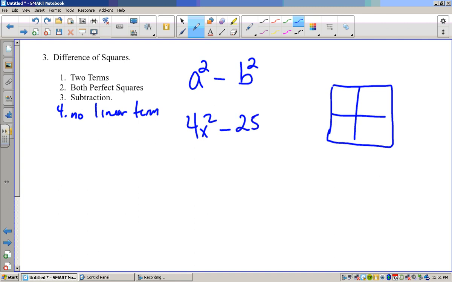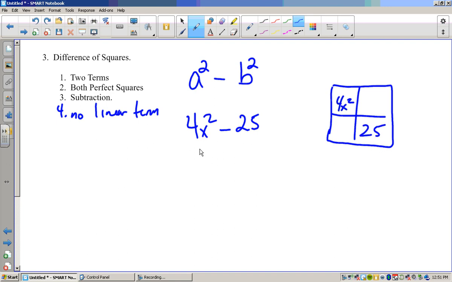Let's say I have 4x squared minus 25. Well, if I look, I have two terms. That's great, check one. Number two, both are perfect squares: 4x squared is, and so is 25. Awesome. Do I have subtraction? Yep. And there is no linear term. So as I look at this, I can factor it the same way that I did before. I can throw 4x squared here and throw 25 down here.